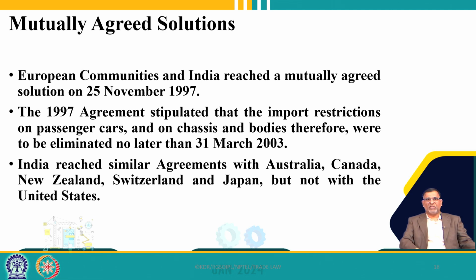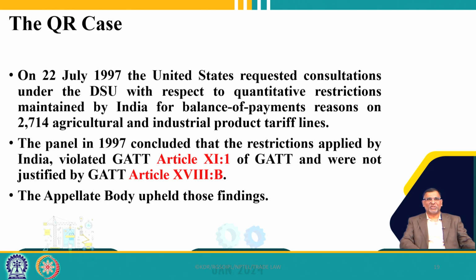Finally, after a prolonged litigation between the countries, India agreed to remove the restrictions with regard to passenger car manufacturing in India, and entered into similar agreements with other countries like Australia, Canada, New Zealand, Switzerland and Japan, but India refused to enter into an agreement with the United States. But whether the US is signing or not, once India implemented a single policy, it is applicable to all WTO members. Automatically it is applicable to all members.